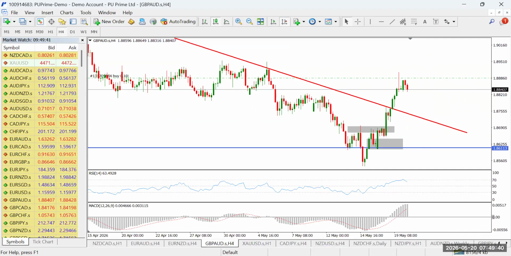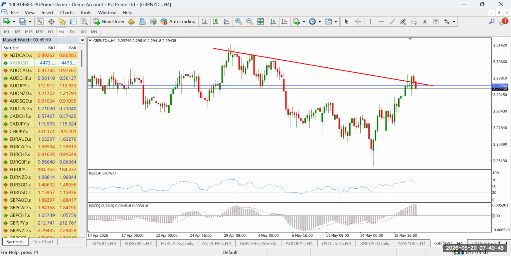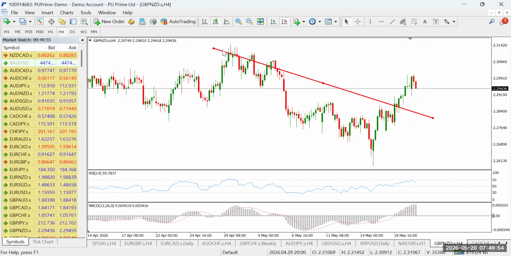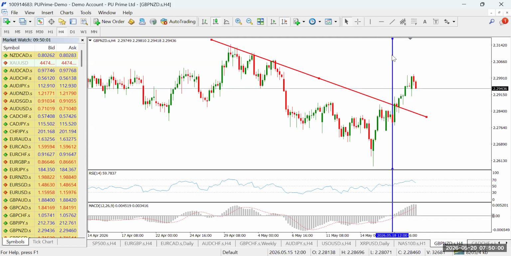Then GBPNZD. Where do I have that now? Okay, yeah, GBPNZD was here on Monday, and price has done some reasonable movement of about another 100 pips on that too.